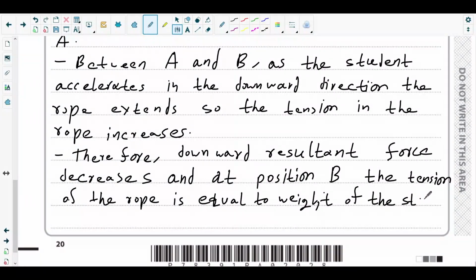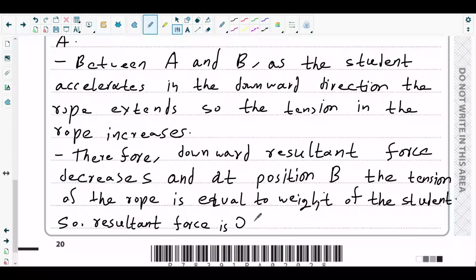Okay, since the tension of the rope is equal to the weight of the student, that's why the resultant force is 0 Newton, hence no acceleration. That means it is in equilibrium, right?